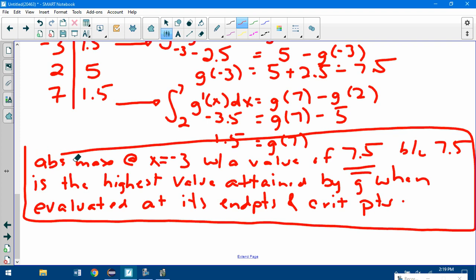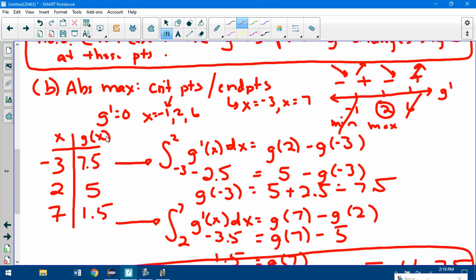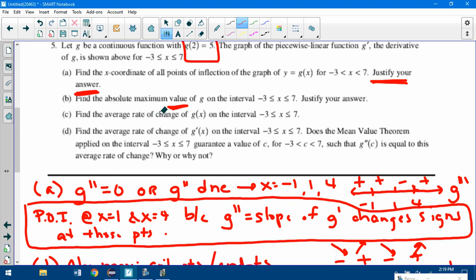Okay, that was a lot of work for one part of the question, but that'd be worth a lot of points. Okay, last two parts. This is a really hard question. Find the average rate of change of g of x between negative 3 and 7. And here you want to find the average rate of change of g prime of x.